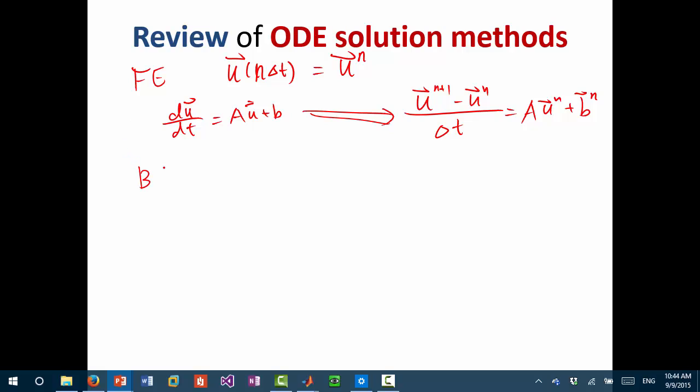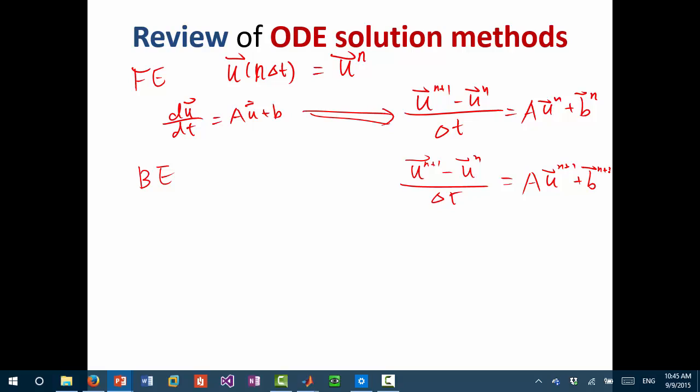Okay, I can also have backward Euler. That is also discretizing the time derivative that way, but it is equal to A u of n plus 1 plus b of n plus 1. And what is the advantage of backward Euler compared to forward Euler? Stability.